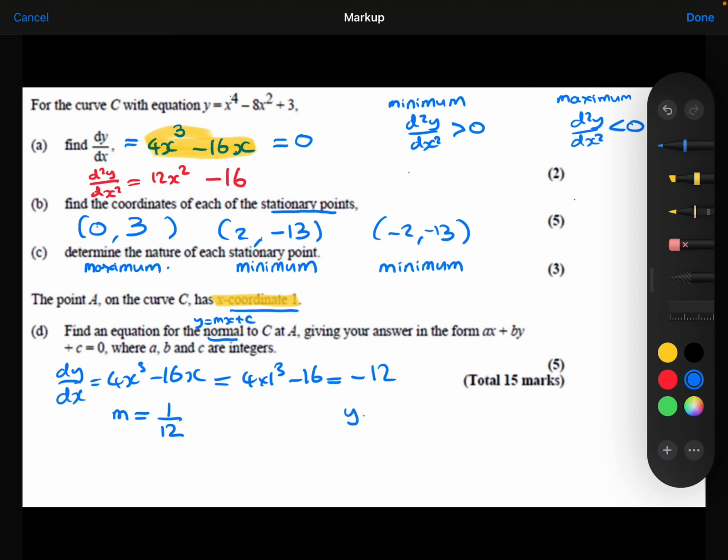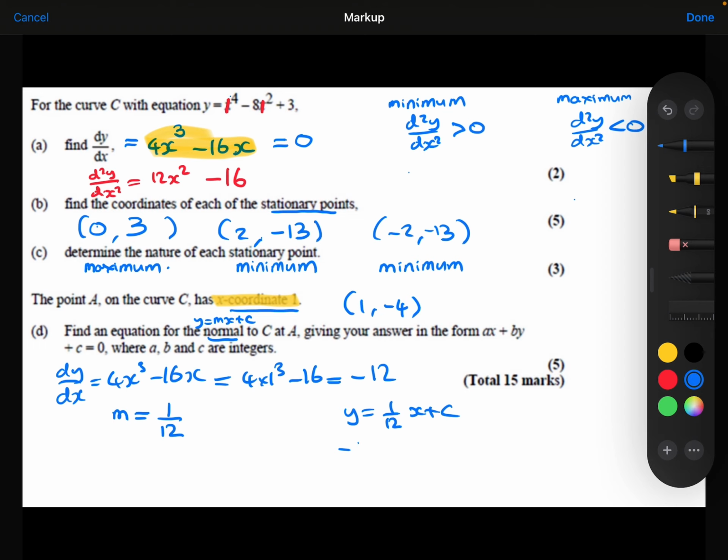We can now say y equals mx plus c. We now need to substitute a coordinate into this. I know that the normal goes through point A, where the x-coordinate is 1. But I don't know what the y-coordinate is yet. But that's fine, because I can work out the y-coordinate by substituting the x-coordinate into my original function. So 1 to the power 4 minus 8 times 1 squared plus 3 is minus 4. So my y-coordinate is minus 4 when the x-coordinate is 1.